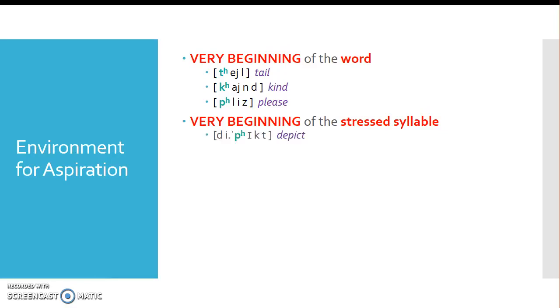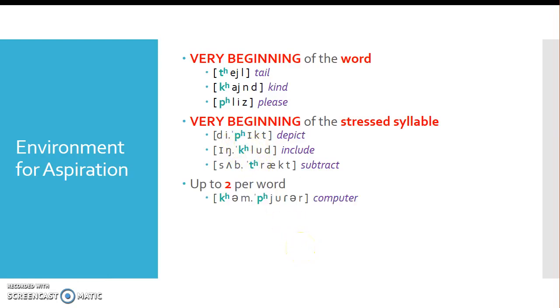So here are some examples. Depict, include, subtract, where pict, clude, tract are the stressed syllable of the word. And pataka is the very, very beginning. And it doesn't matter if there's another consonant after it, that's fine, as long as it's the very beginning of the stressed syllable, pataka. That means we can have up to 2 aspirations in a word, because you could have one at the very beginning of the word, and then you could have one later in the word if it's the beginning of the stressed syllable.